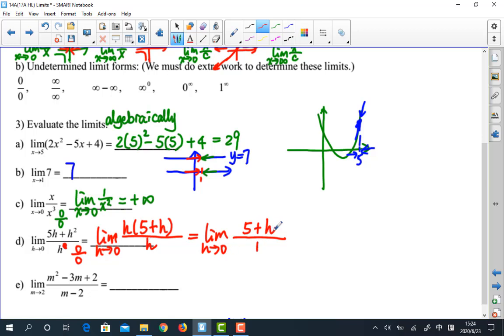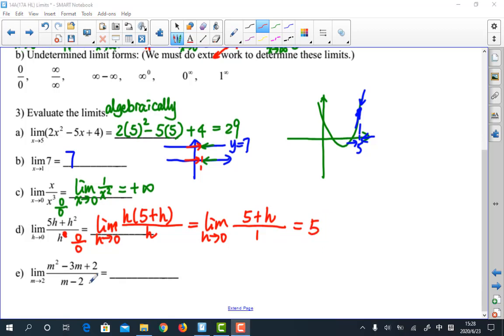So then I can sub in again. So this is 0 when we sub in, I can have 5 plus 0 over 1, which is 5. So this limit value is defined. The limit value is just 5.